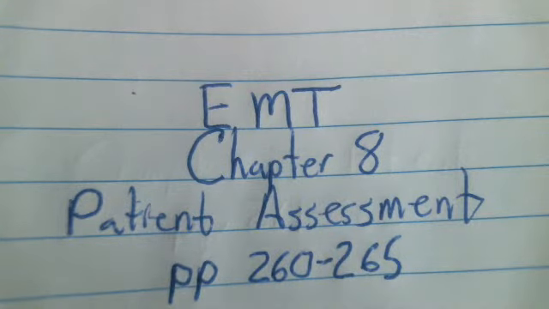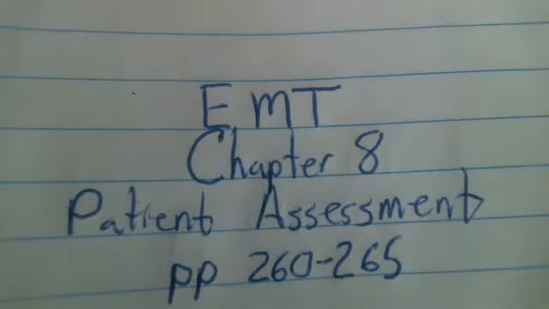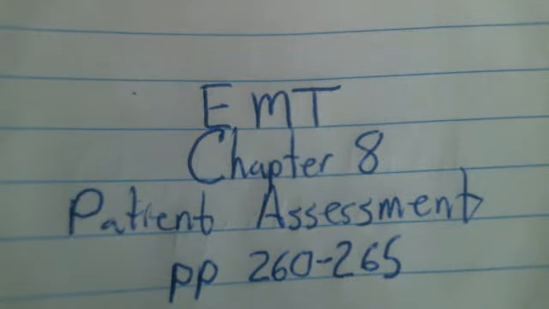The letters P-E-A-R-R-L, or PEARRL, serve as a useful guide to assessing the pupils. They stand for the following: P, pupils; E, equal; A, and; R, round; R, regular in size; L, react to light.